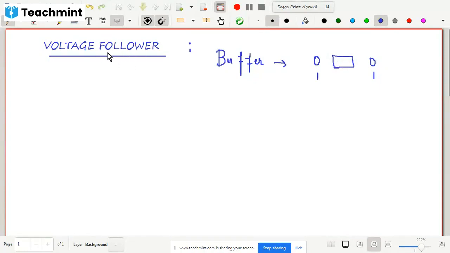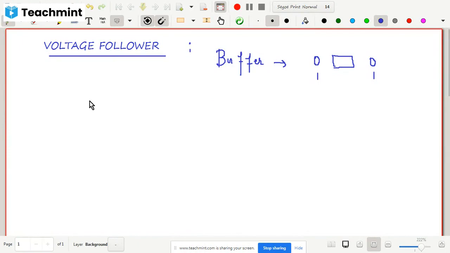And this voltage follower will be an application or an extension of your non-inverting amplifier. We can also call this a buffer amplifier. Whatever input you give, you will get the same output. Just as in digital electronics, there is a buffer: whatever input you give, you get the same output.